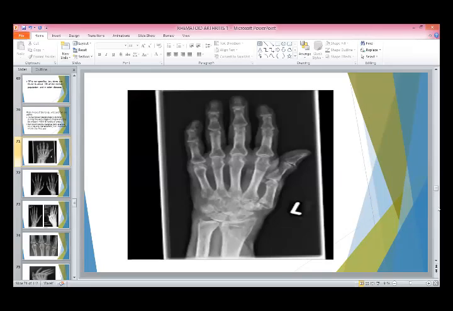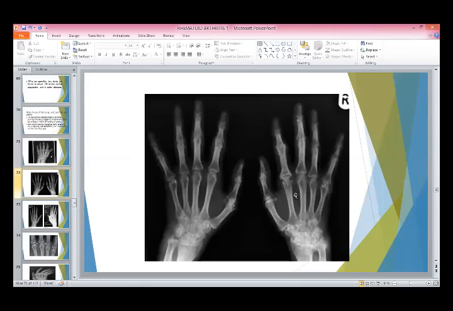You can see this periarticular osteoporosis. You see here the bone density is less as compared to this. On both sides of the joints, bone density is less. This is periarticular osteoporosis. Another view here: here density is normal, here decreased. Blackish appearance, a decrease in the bone density.